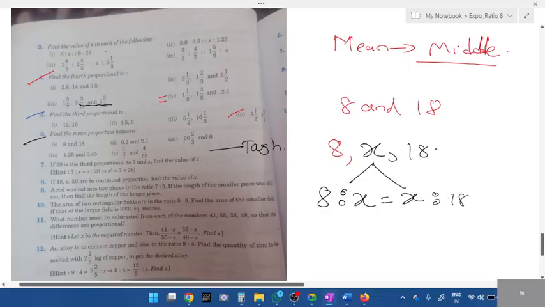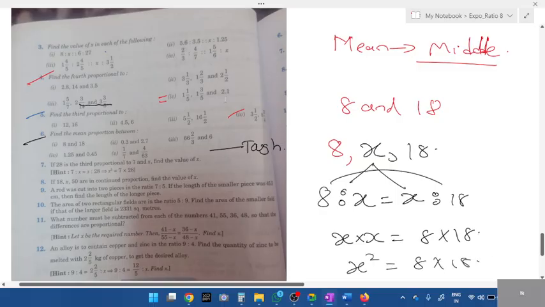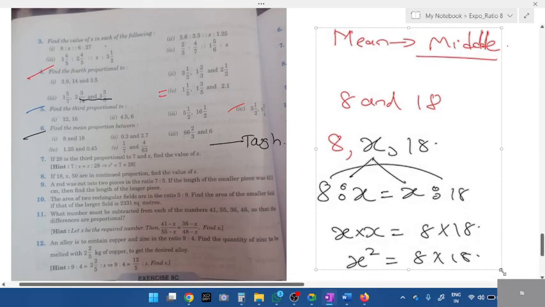Now how do you calculate? What is product of means? x into x is equal to what? 8 into 18. What is x into x? x square. And what did I tell you? I don't need x square, students. I just need x. What happens to that square if it goes to the other side?